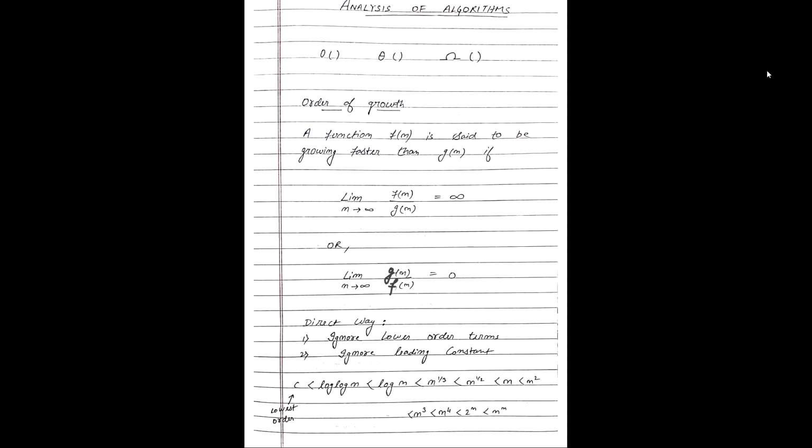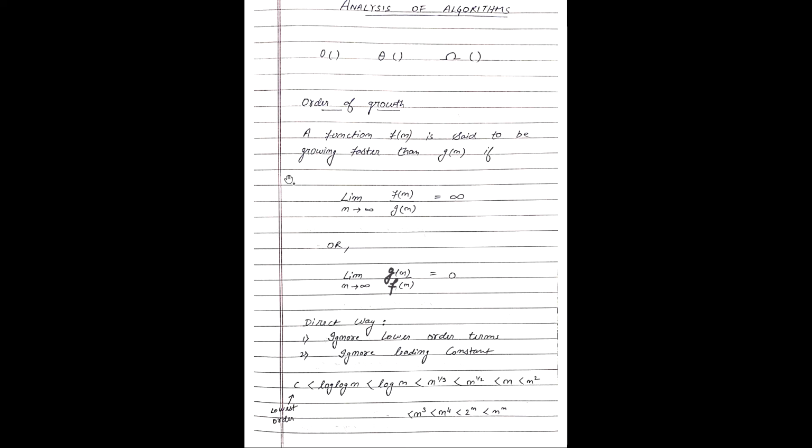Now you can see the analysis of algorithm page. There are three symbols: O, theta and omega. These three symbols are also known as asymptotic notations of algorithms. We will discuss them later, but I want to tell you now that this is called big O, this is called theta and omega. Now, what is order of growth?